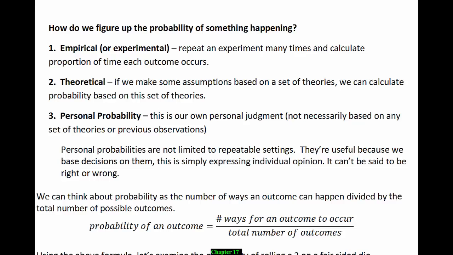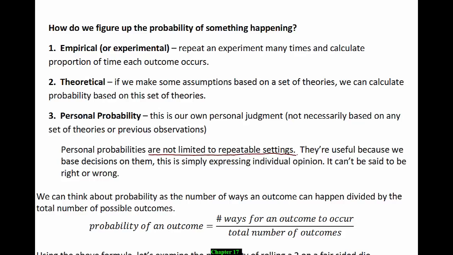A personal probability is our own personal judgment, but not necessarily based on a set of theories or previous observations. Personal probabilities are not limited to repeatable settings. They're useful because we base decisions on them. This is simply expressing individual opinion. It can't be said to be right or wrong. So personal probabilities are those ideas you have in your head that make you make decisions every day.